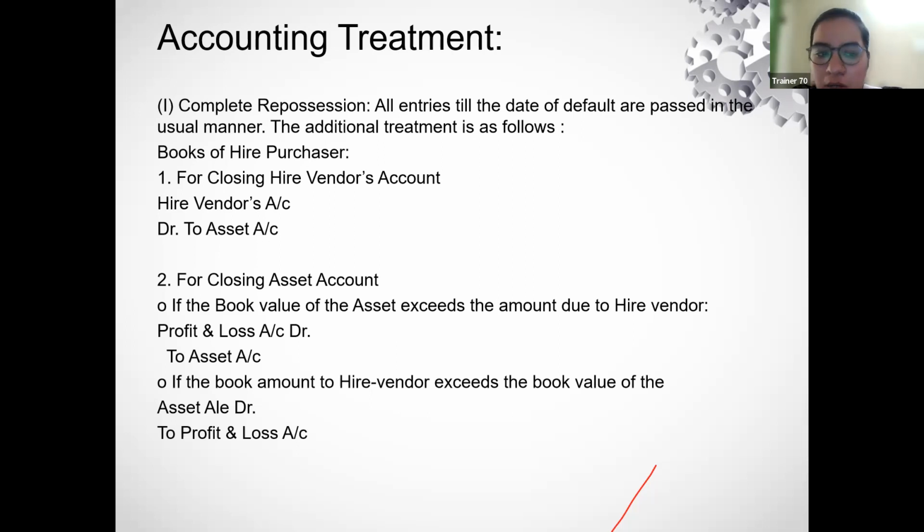For closing the asset account, if the book value of the asset exceeds the amount due to the hire vendor, that is, the amount which is needed to be paid is lesser and the book value of the asset is higher, in that scenario, profit and loss account debit to asset account. Okay. And if the amount due exceeds the book value of the asset, then asset account debit to profit and loss account. You have to make a comparison. Which amount is more? Whether the book value of the asset is more or whatever amount is due is more.